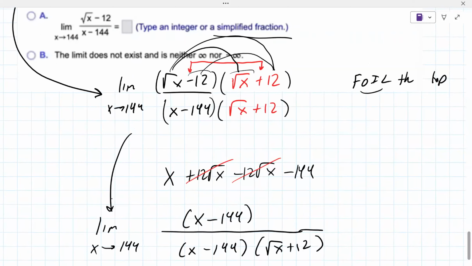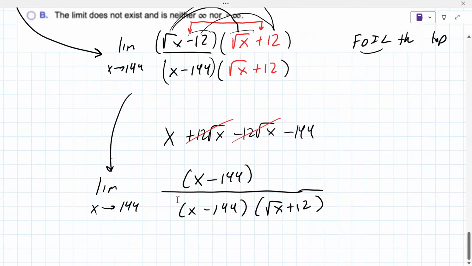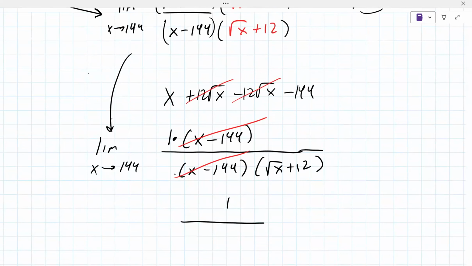All right. Now, when these factors cancel, what is left over on top? Like what's here but not written, if you remember? On the top, yes. I don't know. There's a one. There's a one that's still there. It's not zero, it's one. So this whole thing becomes 1 over the square root of x plus 12, limit as x approaches 144. Okay.